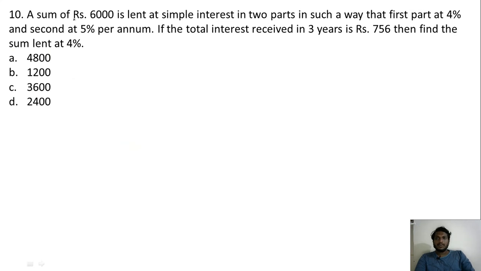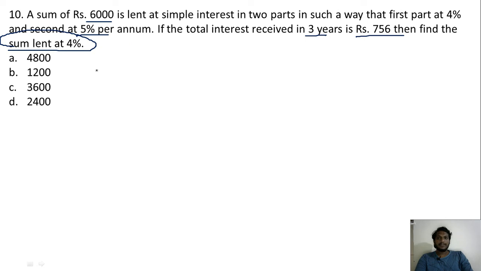A sum of rupees 6,000 is lent at simple interest in two parts in such a way that first part at 4% and second part at 5% per annum. The total interest received in 3 years is 756. Then find the sum lent at 4%.